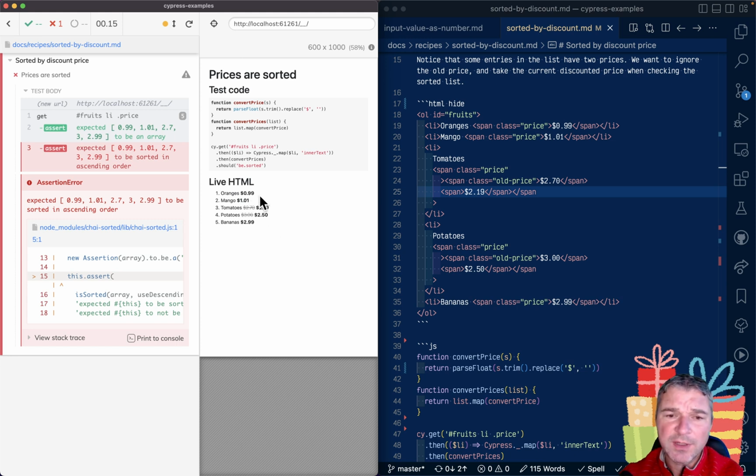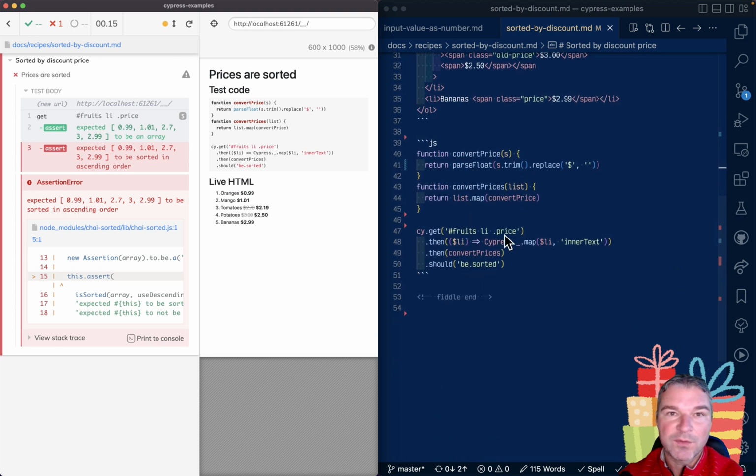And we want to confirm that all the produce is shown in the sorted order, from the cheapest to most expensive. But with all prices, we kind of break it, right? So if we just get all the price spans, extract the inner text, convert those prices to numbers, well, they're not sorted, right? Because the old price, like 2.73, is out of place.